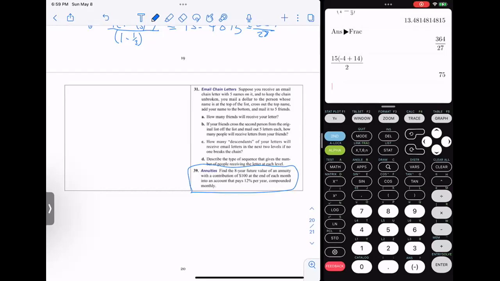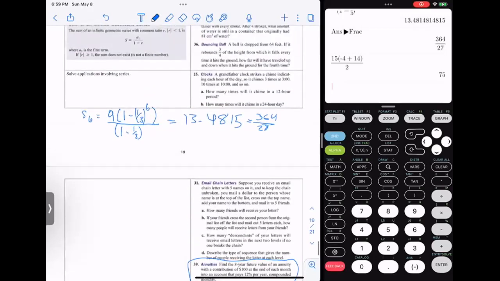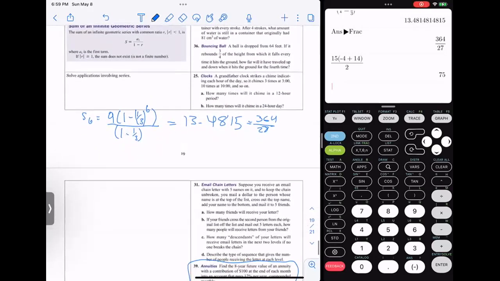So find the 8-year future value of an annuity with contribution of $100 at the end of each month. Pays 12% per year compounded monthly. Do I have that formula here?